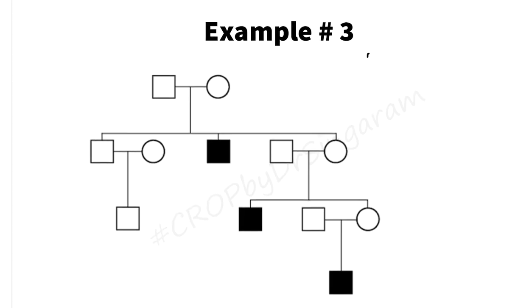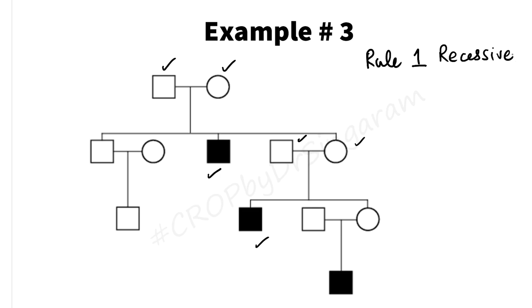Here is the rule number 1 applying. Definitely rule number 1 is applying because you can see unaffected parent, the child is affected. Here also unaffected parent, the child is affected. So that means rule number 1 is applying. So this is a recessive pedigree.